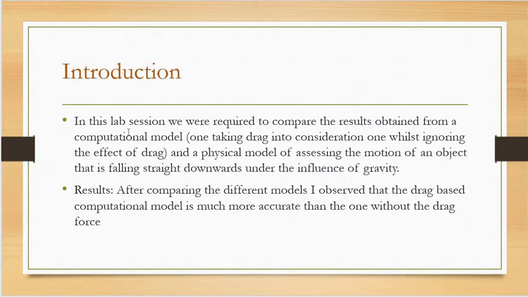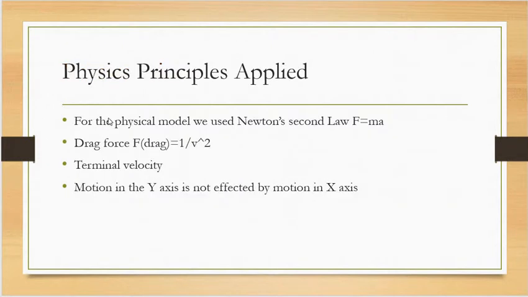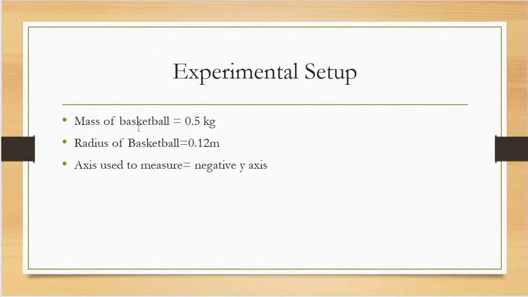Results. After comparing the different models, I observed that the drag-based computational model is more accurate than the one without the drag force. The physics principles which applied in this experiment were F equals ma, the drag force, which was inversely proportional to the square of the velocity, terminal velocity, and motion in the y-axis is not affected by motion in the x-axis in the case of an object that is falling straight downwards.